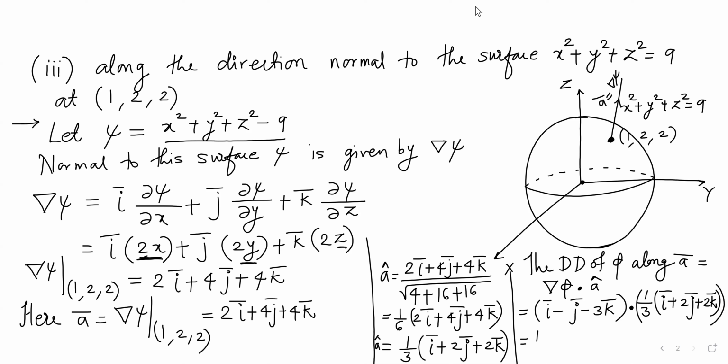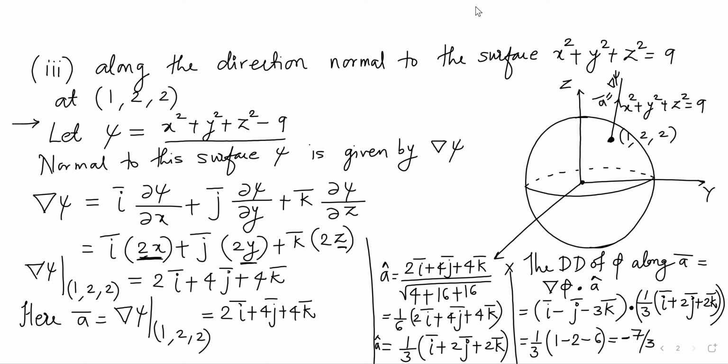So multiply this. We get 1 by 3 times: multiply the coefficient of i bar, it is 1. Coefficient of j bar is minus 1 into 2, so it is minus 2. And coefficient of k bar, minus 3 into plus 2, which is minus 6. So what I get is minus 8, that is minus 7 by 3. Okay, so the directional derivative in this case is minus 7 by 3.